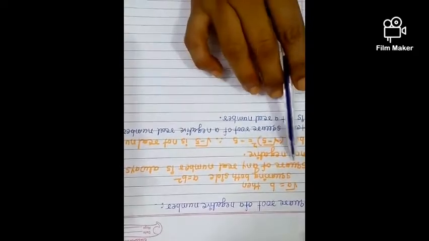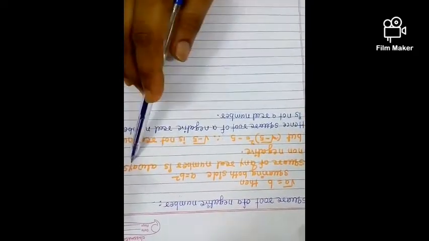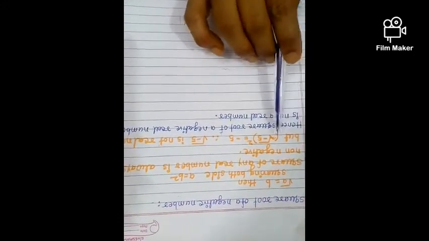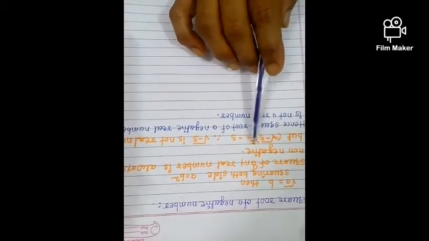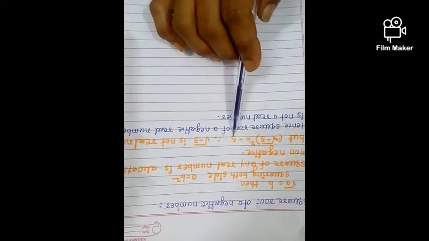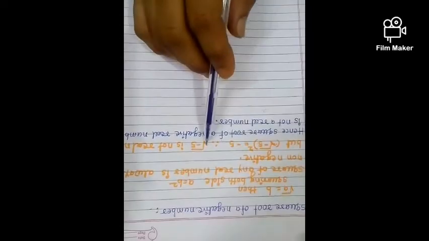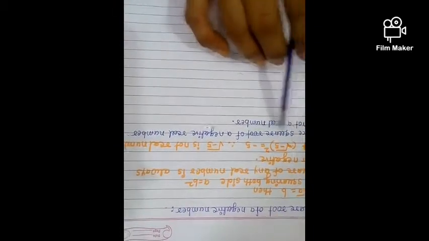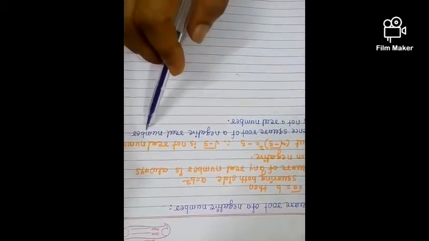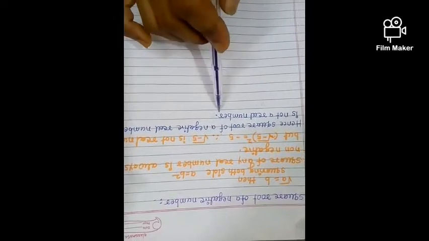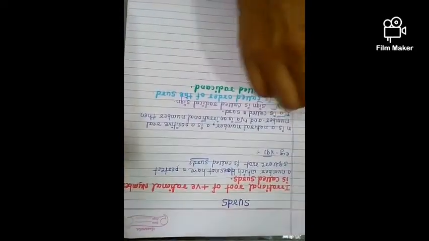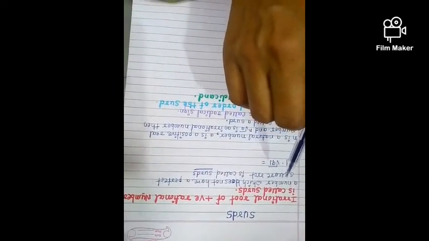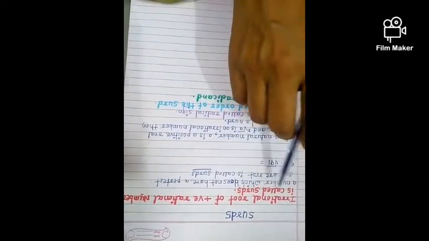Square of any real number is always non-negative. But square of minus 5, bracket square, is equal to 25, not minus 5. Therefore, root minus 5 is not a real number. Hence, square root of a negative real number is not a real number. I hope students, all of you understood properties of irrational numbers and square root of a negative number.